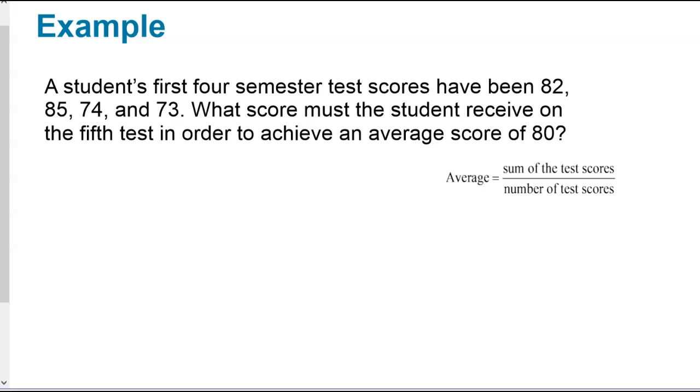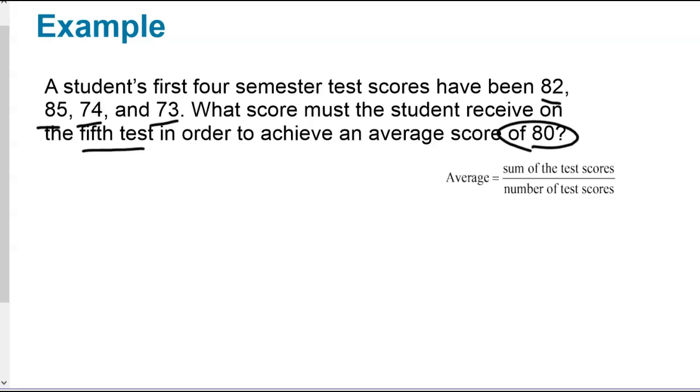Again, when we read this, one of the things that we see is this isn't just averaging a bunch of students' scores, or a student's scores on tests to find out what the average is. The student actually took 4 tests and received an 82, an 85, a 74, and a 73, but there's a 5th test, and they want a final score of 80. Well, okay, how can we figure that out?